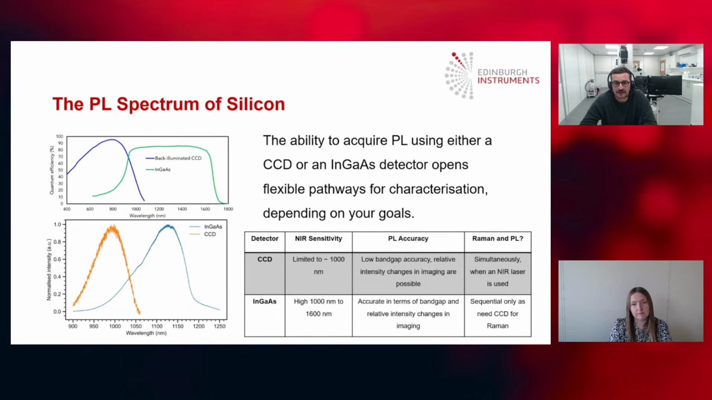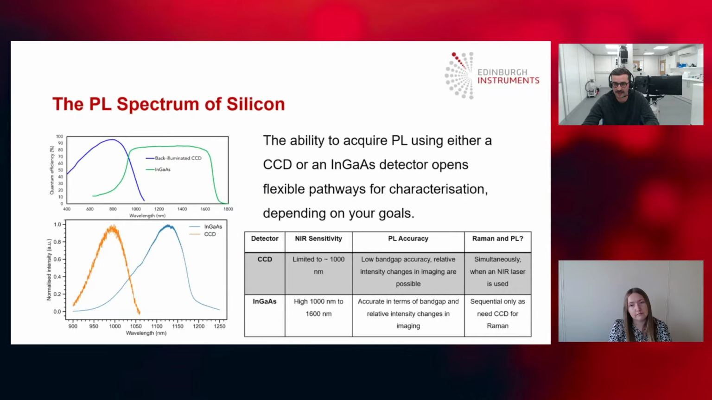So now onto the PL of silicon. Silicon has an indirect band gap, and the PL emission occurs at roughly 1140 nanometers. So this can be detected and imaged on a Raman microscope, a multimodal microscope rather, but the output is heavily detector dependent. CCD detectors have a high quantum efficiency in the visible region, but they begin to drop off in the near-infrared, at approximately 1000 nanometers. In contrast, an InGaAs detector, specifically designed for near-infrared sensitivity, maintains a high quantum efficiency across the near-infrared range, from 1000 nanometers to 1600 nanometers.